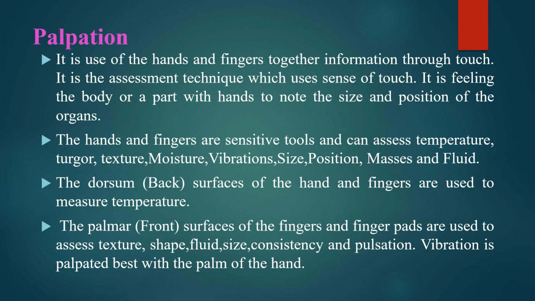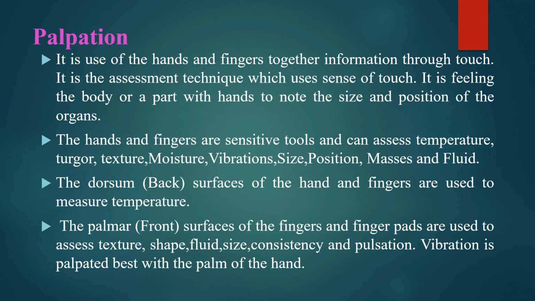Second, palpation. It is the use of the hands and fingers to gather information through touch. It is the assessment technique which uses the sense of touch. It is feeling the body or a part with the hands to note the size and position of the organ. When we are doing palpation, the index finger and middle finger palpate through touch, and you can identify any organ enlargement, like splenomegaly, liver enlargement, spleen enlargement. By using palpation, you can identify these.